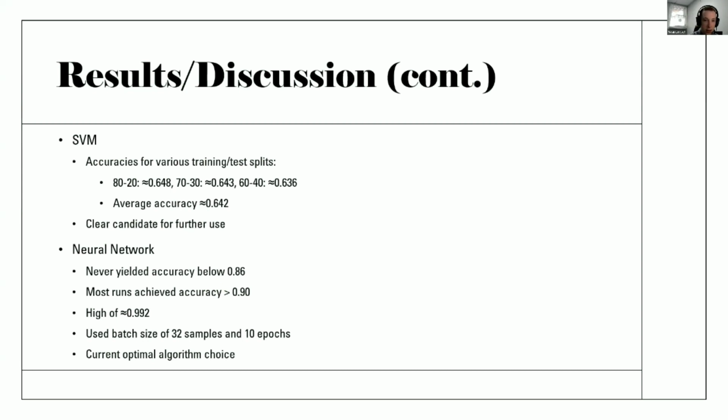The neural network never yielded an accuracy below 0.86 after dozens of repetitions, with most runs ending with an accuracy higher than 0.9 and achieving a high of 0.992. The neural network had a batch size of 32 samples and went through 10 epochs before reaching its final accuracy for any run. After seeing these results, we concluded that the neural network is currently the optimal algorithm for use.